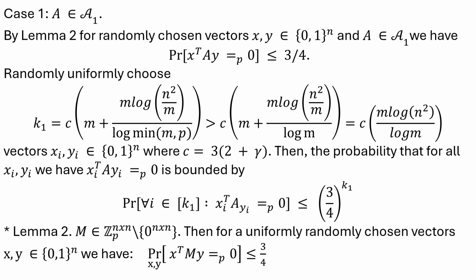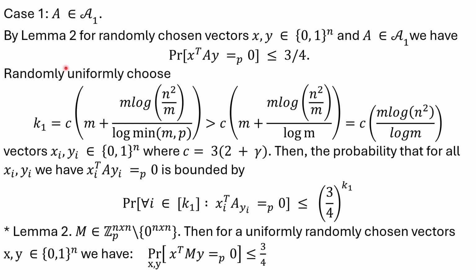Case 1. A belongs to A1. We remember the weight of A is less than m divided by log m. By lemma 2, which we have a reminder for right here, for randomly chosen vectors x, y and A that belongs to A1, the probability that x transpose Ay is equal to 0 is less than or equal to three quarters.